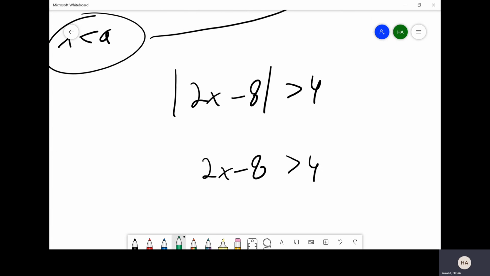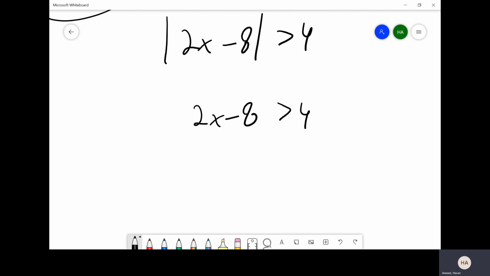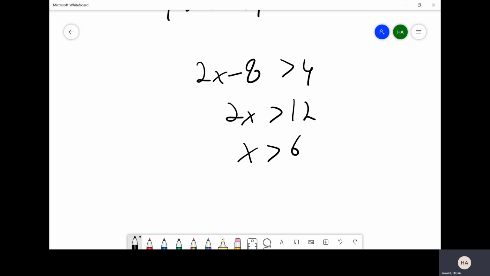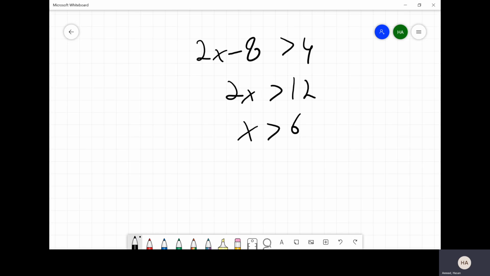So we just drop the absolute value. We have 2x minus 8 is greater than 4. We solve for it, right? So we add 8 to both sides. We get 2x is greater than 12, and that means x is greater than 6. Putting this in interval notation, that means we're talking about all the numbers bigger than 6, going 7, 8, 9, 10, and so on all the way to infinity. So since we're starting from 6, we have 6 to infinity.